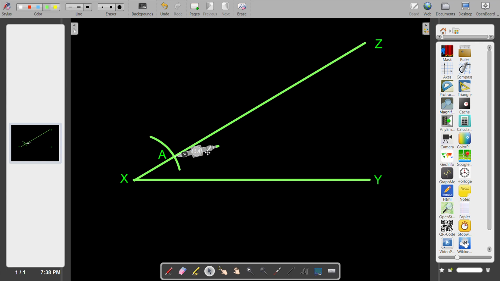Again with center A, and taking the same radius, we draw another arc cutting XZ at the point C. Again with center C and taking the same radius, we draw another arc cutting XZ at the point E.